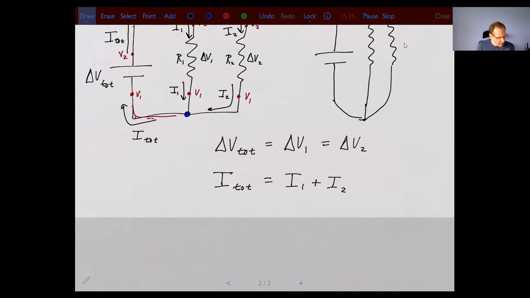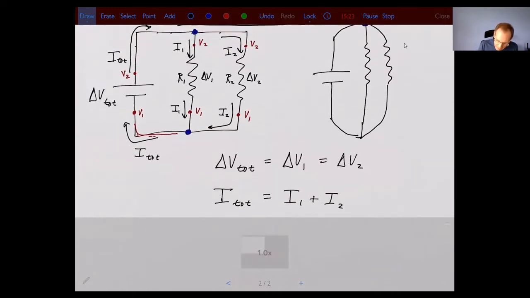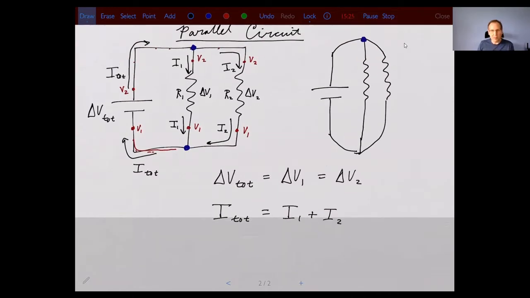So I total is equal to I1 plus I2. Okay, now let's say I wanted to calculate I total using Ohm's law. Well, the easiest way to do that is if I can simplify this circuit into a simple circuit, then I can just apply Ohm's law directly. So the question is, how do I combine two resistors that are in parallel into a single total resistor, like one single resistor? So how do resistors combine in parallel?